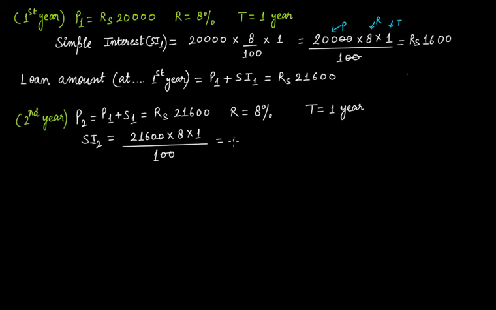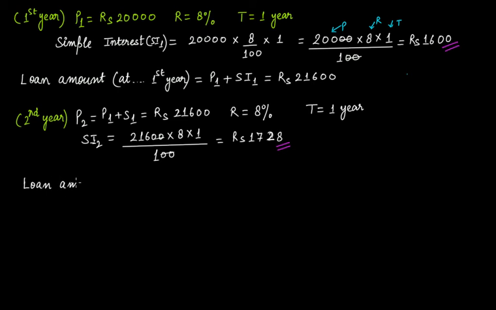So from here you get rupees 1,728. Okay, so in the first period of 1 year, the interest was 1600. In the second period of another 1 year, we have interest of rupees 1,728. So tell me, what will be the loan amount at the end of second year?